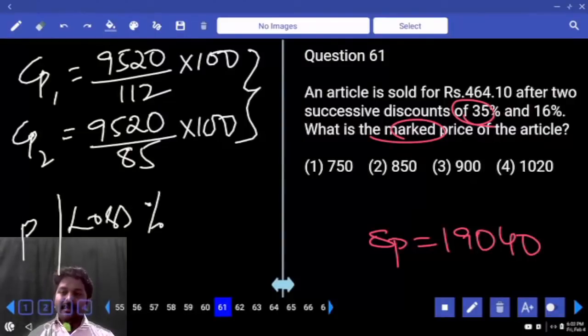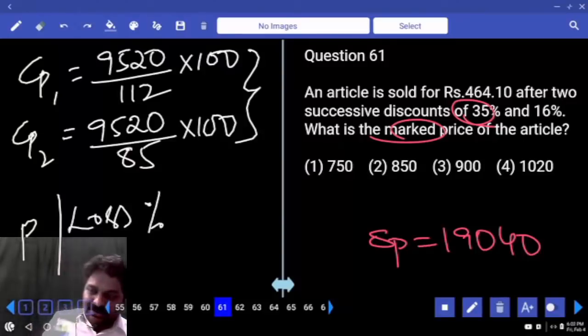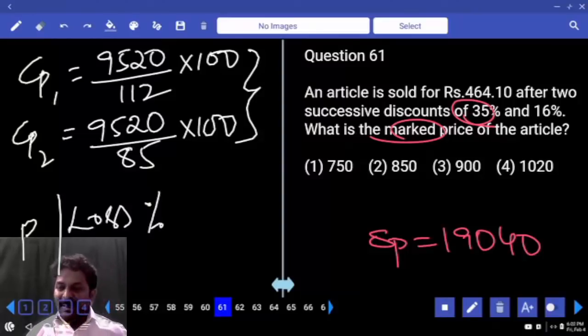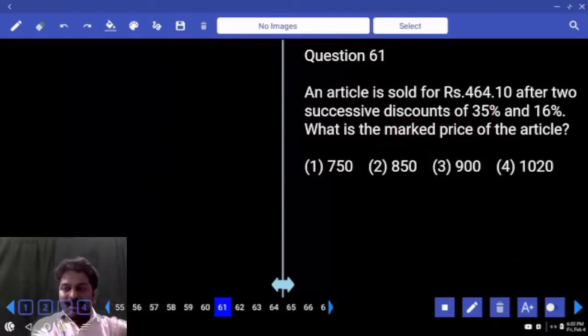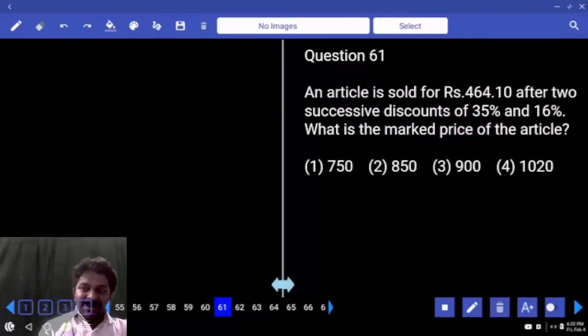Next, an article is sold for 464.10 after two successive discounts of 35% and 16%. What is the market price of the article? If these values are round figures like 10% or 20%, probably we can directly do it. Yesterday for this type of question I told you multiplication rule. Do you all remember? Now we'll use another logic for this type of question.